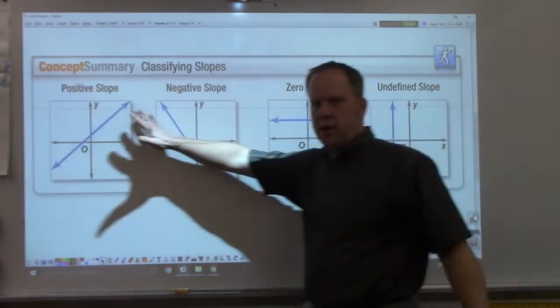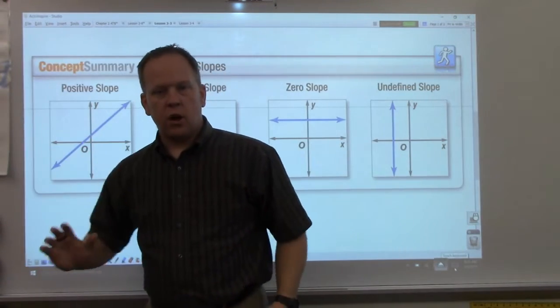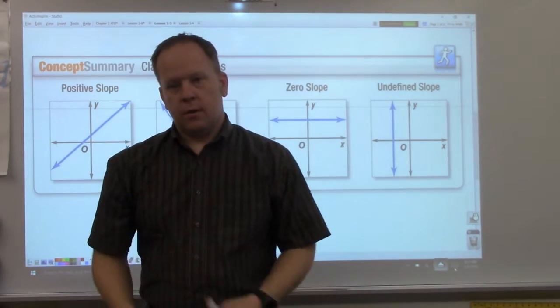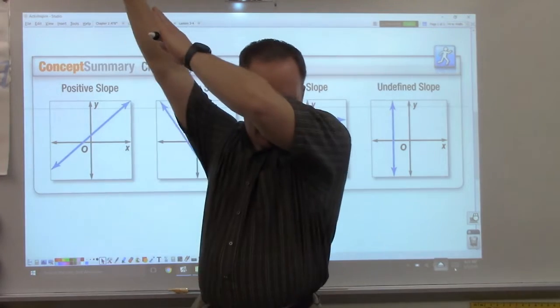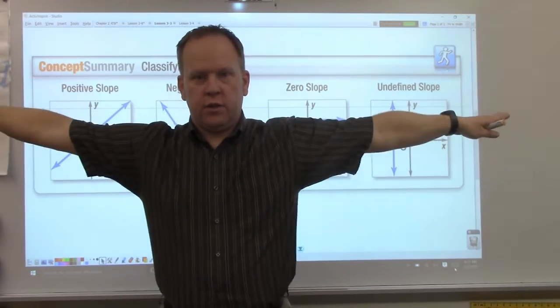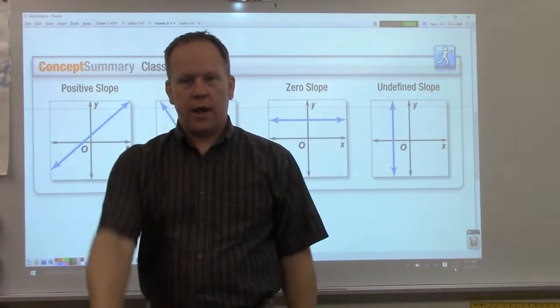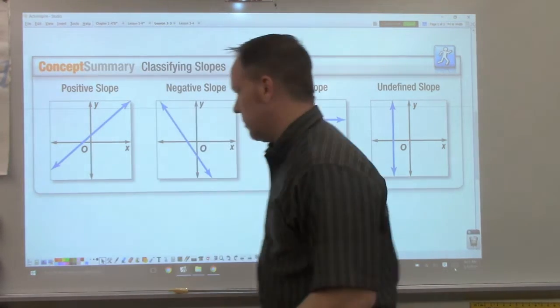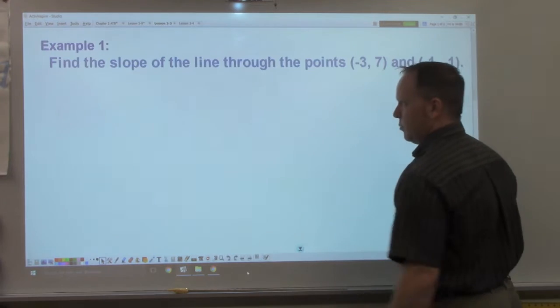Four possible scenarios when calculating slope. Going from left to right, you can have positive slope. Going from left to right, you can have negative slope. You can have zero slope, or you can have undefined slope. Remember that, folks. Now, let's look at some examples, plugging them in.